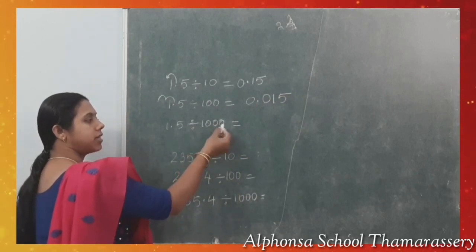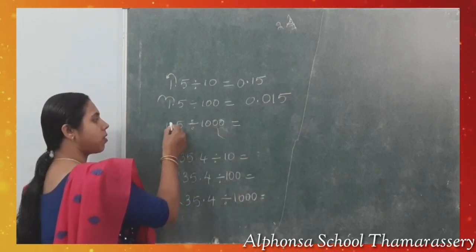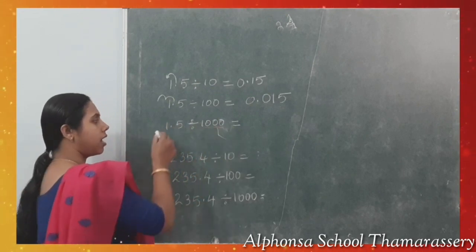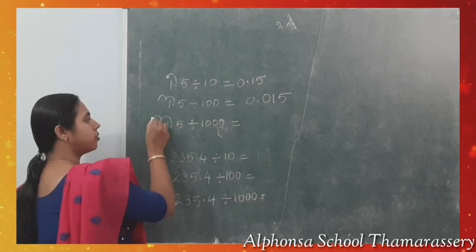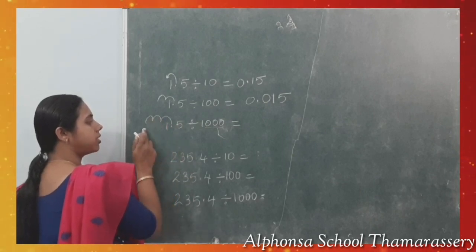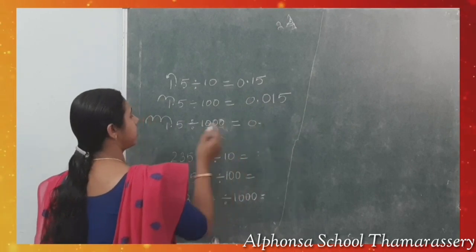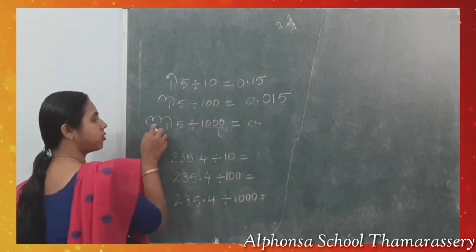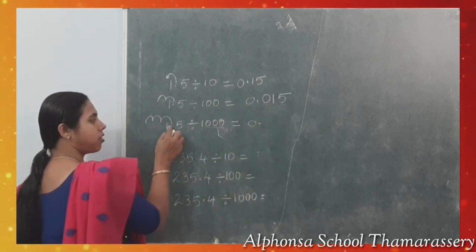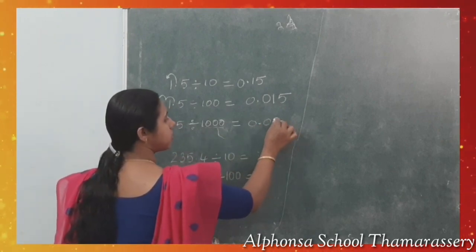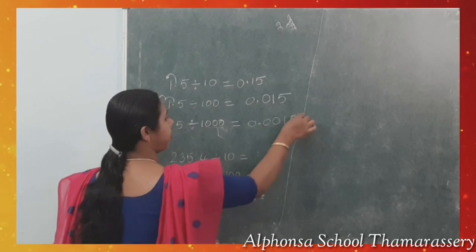Next, dividing by 1000. So the decimal point will move how many places to the left? 3 places to the left. So 1, 2, 3. Here there is no digit, so you should put the 0. So 0 point, only 1 digit. We need to put 2 more zeros because the decimal point will move 3 places to the left. So 0.015.